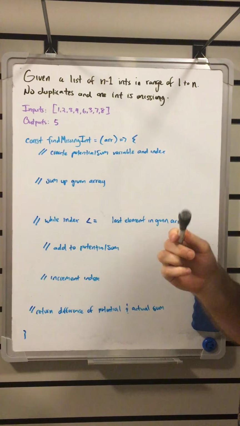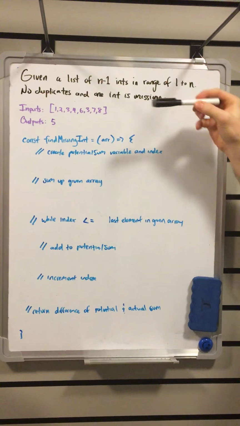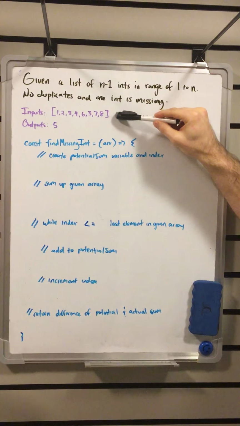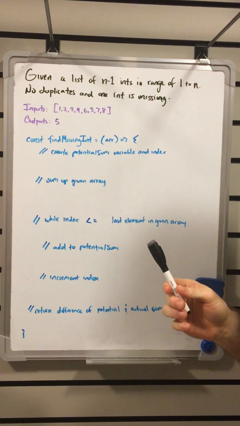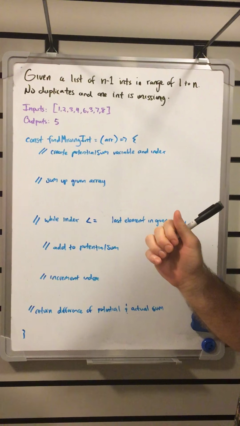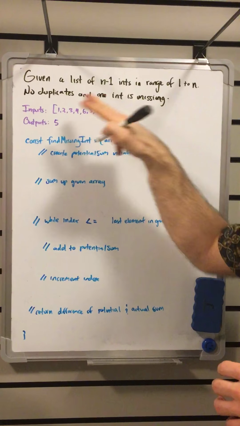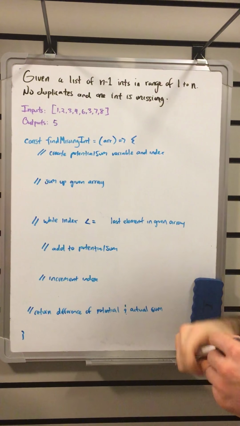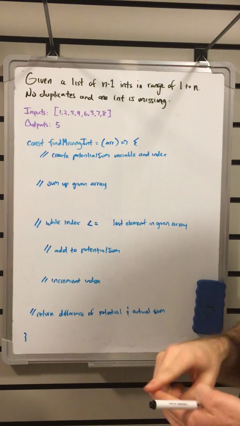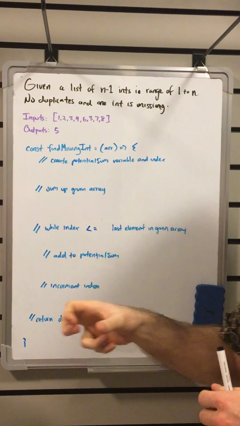Okay, so the first thing I think of when I see this is, what I want to do is sum up all of these values into one sum. And then I want to add up what the actual sum would be for a range from 1 to 8. Because I know that when I sum this up, it's not going to be 1 plus 2 plus 3 plus 4 plus 5 plus 6 plus 7 plus 8. It'll be missing one of those integers.